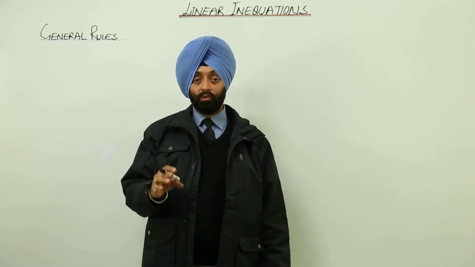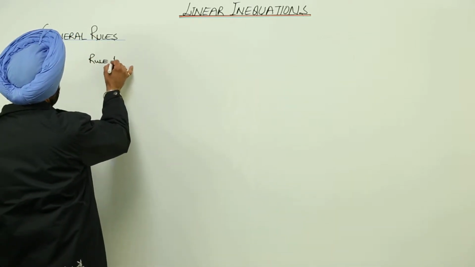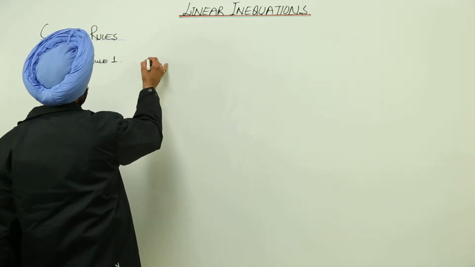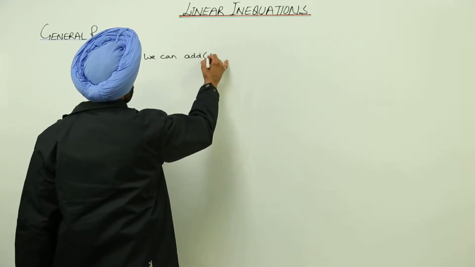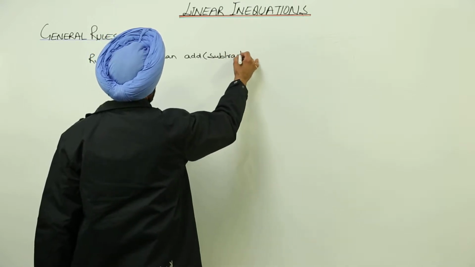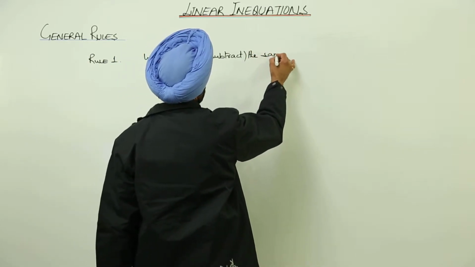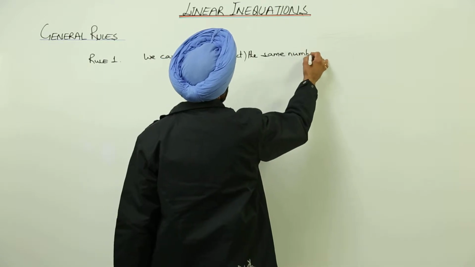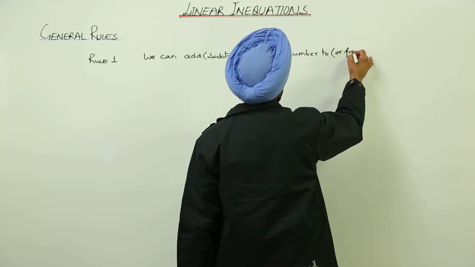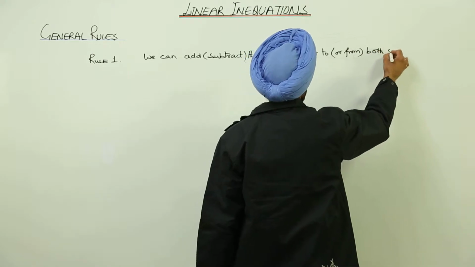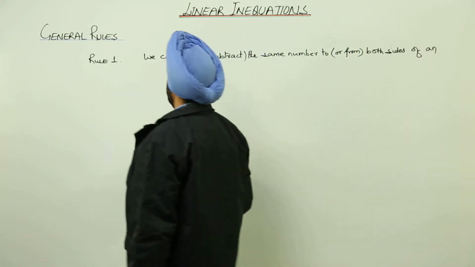Now general rules for solving the inequations. Now rule 1. Rule 1 says we can add or subtract the same number to or from both sides of an inequation.